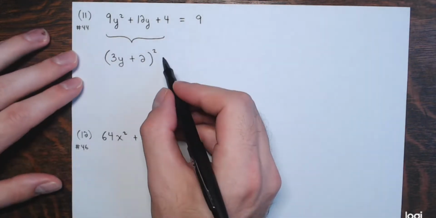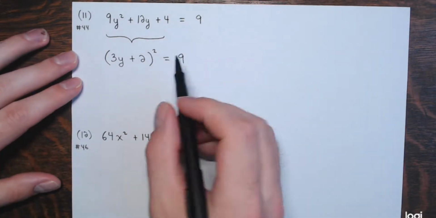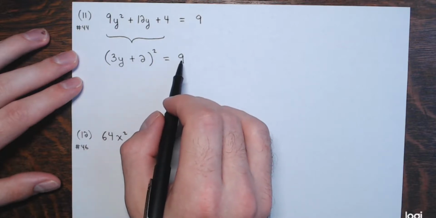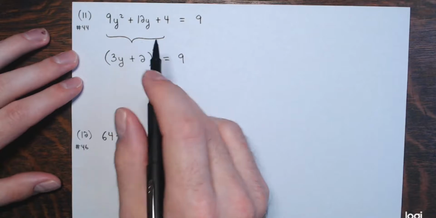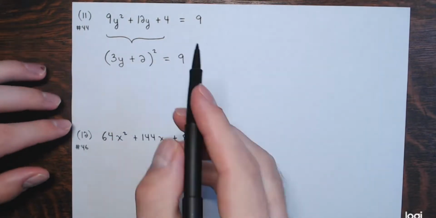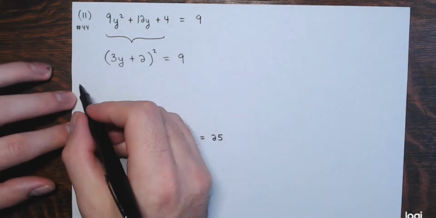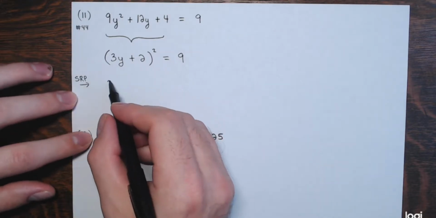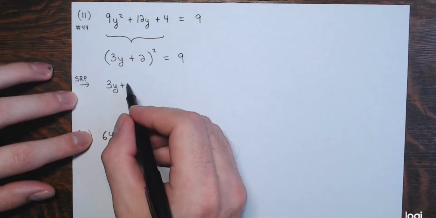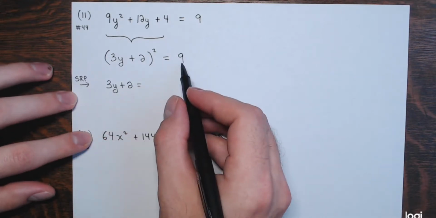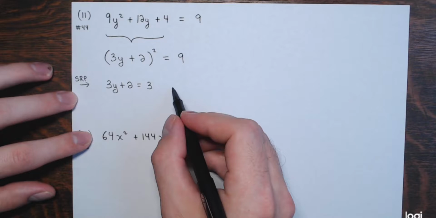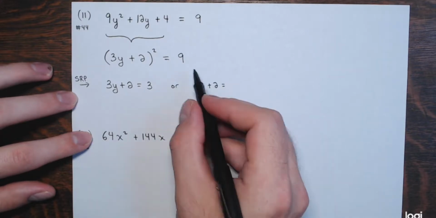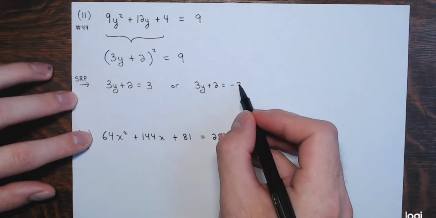So I have what I want: something with a variable in a square equal to a number, and the square is alone. There's no variable outside that square. Now I can apply the square root property. So again, SRP. So 3y plus 2 is either positive square root of 9, which is 3, or 3y plus 2 equals negative 3, negative square root of 9.